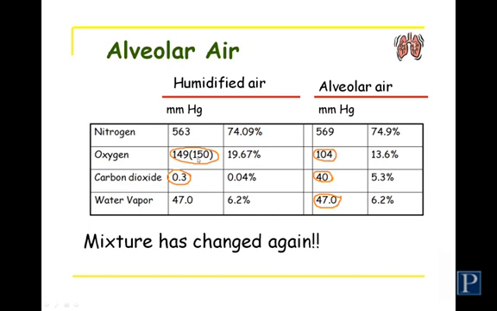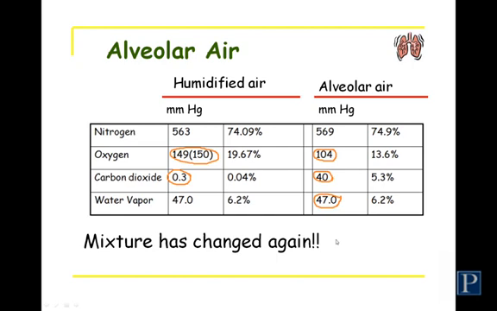So think about again, why are these numbers different? Because at the respiratory membrane, oxygen is being absorbed, so it's going to be less than humidified air. CO2 is higher because CO2 is being excreted. It's going from the blood into the alveoli. That's why they're different. Now, what about exhaled air or expired air?